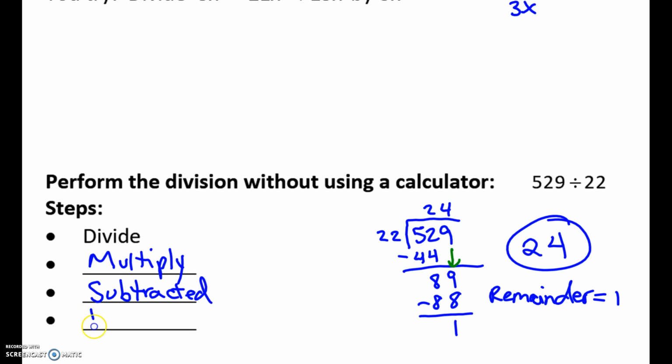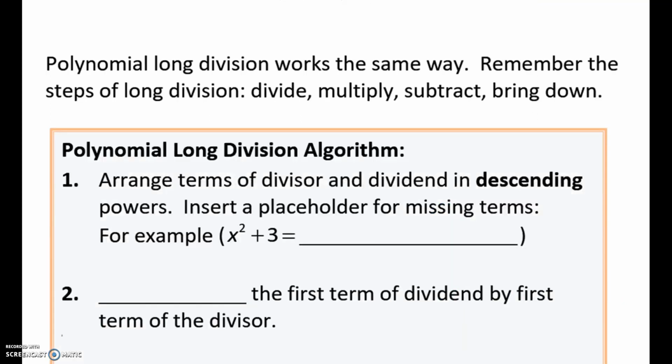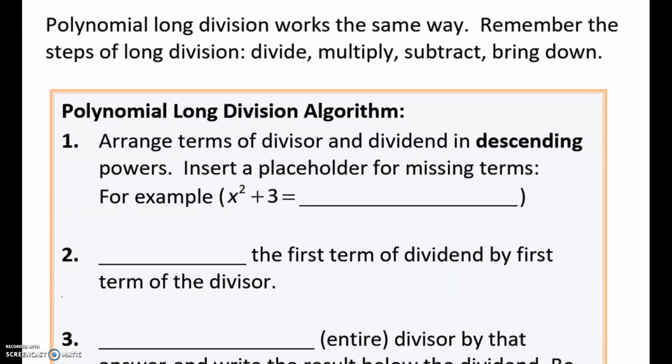We then dropped down what's left over. Or I'm just saying drop down, sorry. We're going to drop down. Then we repeat that process until we can't go any further. Well, the same thing is going to happen when we look at polynomial long division.